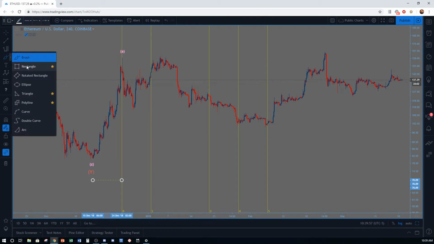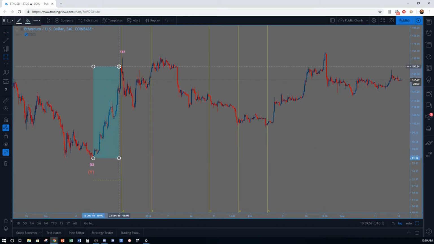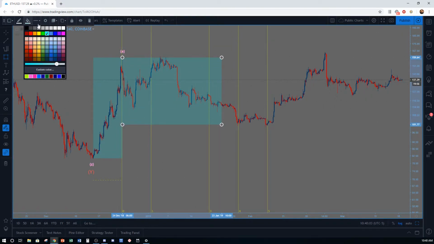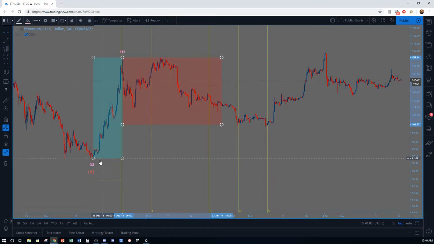We believe in our Discord, we teach that you have impulses and you have corrections. Impulses move quickly, corrections do not. Corrections move very slowly and generally cover less ground. There are times where corrections can make new highs. They can make new price extremes, but they will generally cover less ground in terms of price and more ground in terms of time.